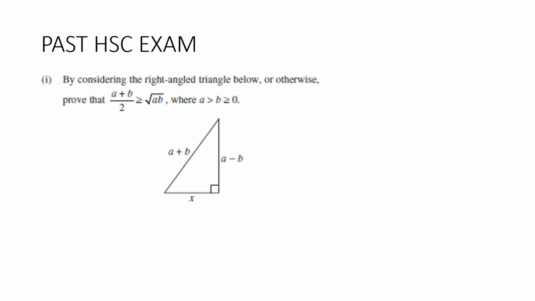Let's have a look at a past HSC exam question. By considering the right-angled triangle below or otherwise, prove that (A plus B) all over 2 is greater than or equal to the square root of AB, where A is greater than B and they're both greater than or equal to 0.